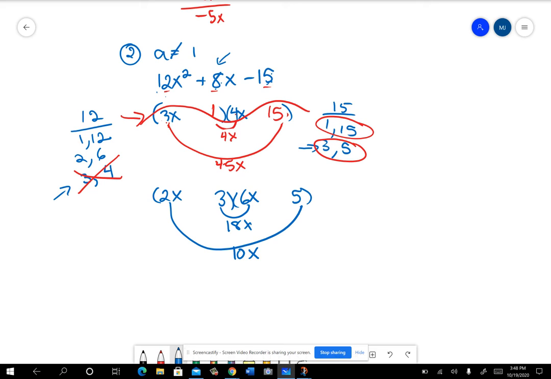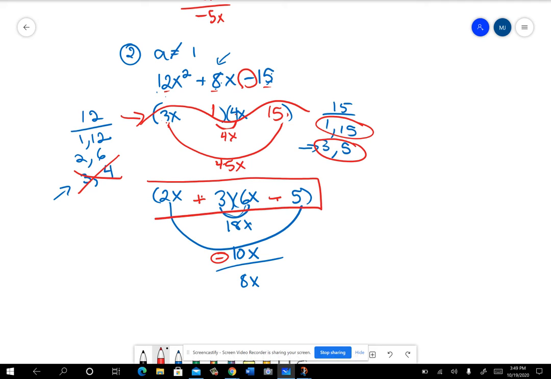All right, now I kind of like what I'm seeing here. I put the 3 and the 5 in, and then I checked. I got an 18x and a 10x. And I can see there is a way to make that be an 8x, but I would need this to be negative. So I'll put a minus here and a plus there, and I'll get what I need in the middle. I'll get that 8x, and a positive and a negative would give me the negative 15. So there it is. Okay, that would be the answer to number 2.